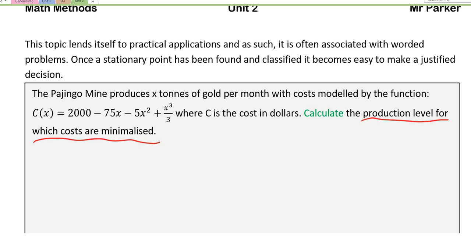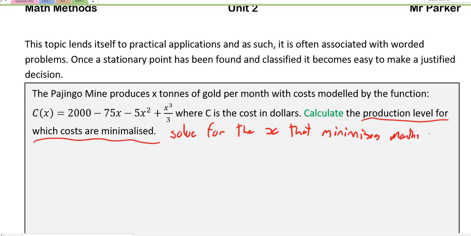This function only covers costs, right? So this function here is costs. We want to find the minimum value of this function. So what we want to do is solve for the x that minimizes monthly costs. In other words, if there are two turning points, we want the minimum, and that's where the cost will be minimized.